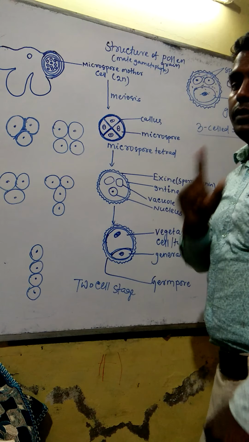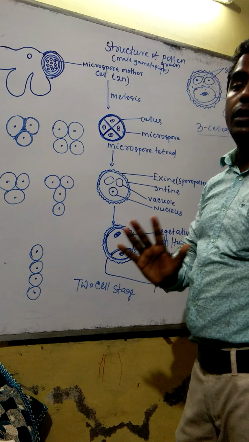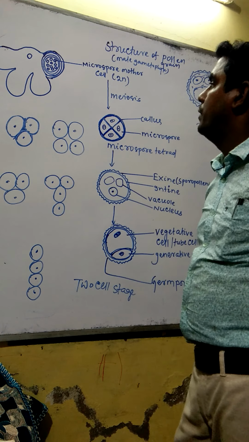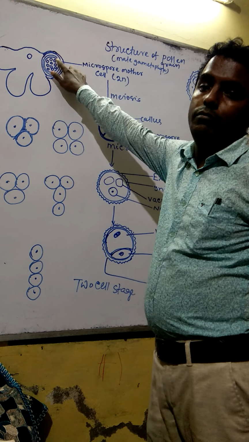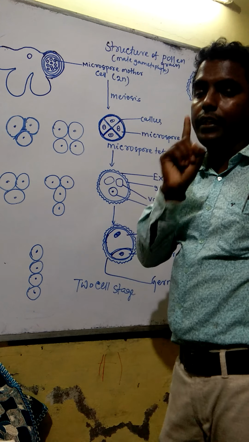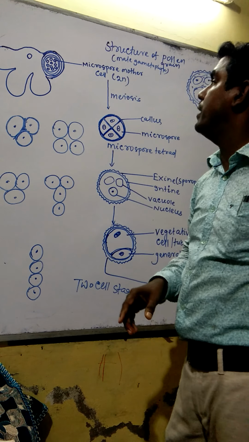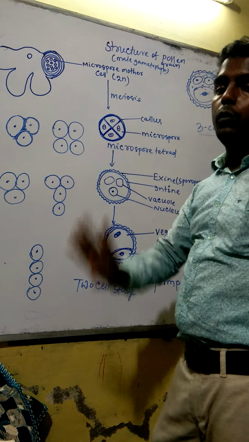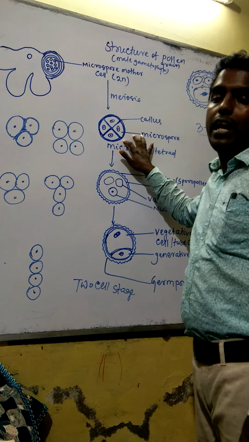In the previous video, I told you about the process of formation of microspore. This is the microspore mother cell. Each cell of the sporogenous tissue acts as a microspore mother cell or pollen mother cell, PMC, which is diploid. It undergoes meiosis to form four cells, which are known as microspore tetrad.